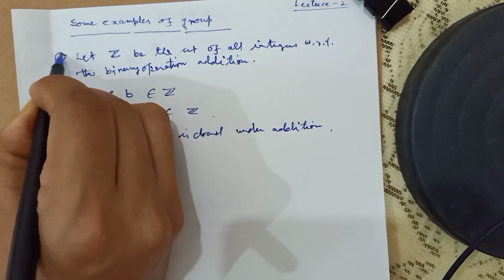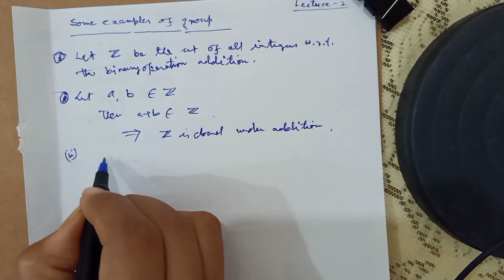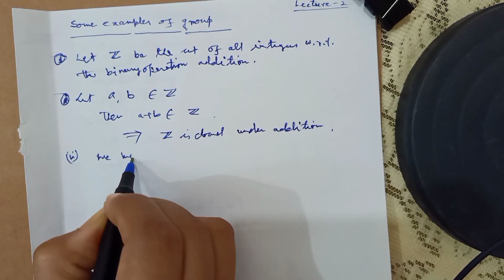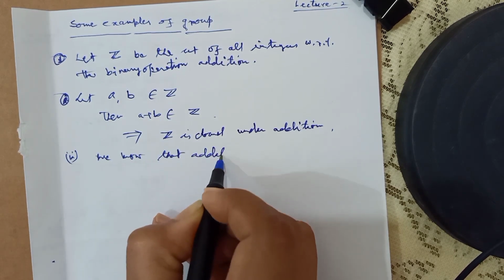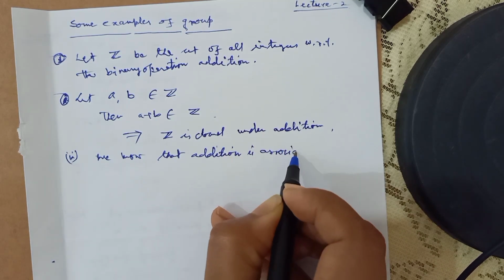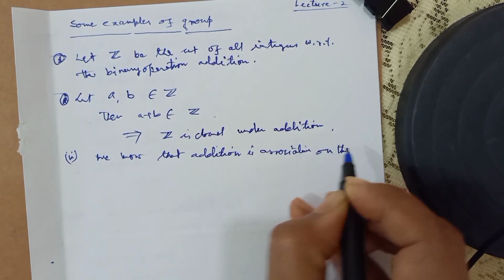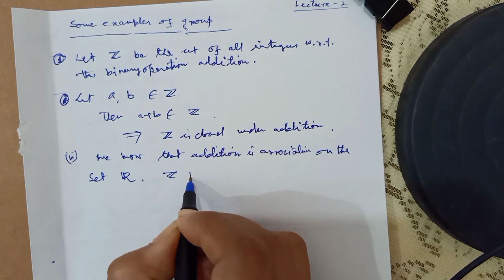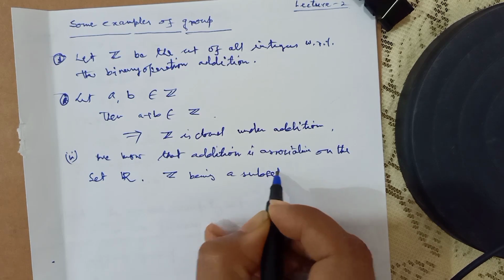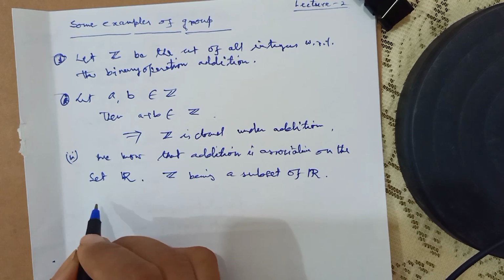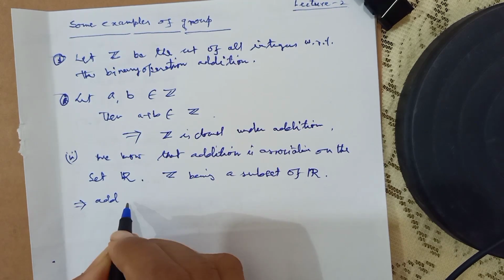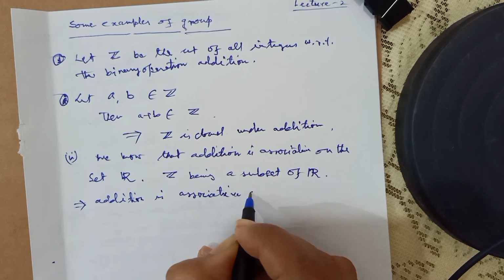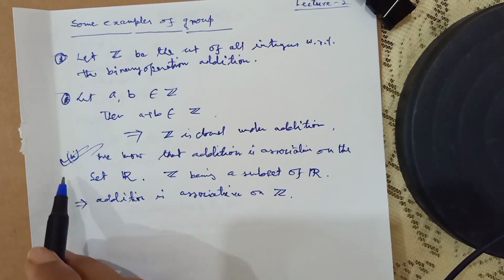And this is the first property of group. Now the second thing is, addition is associative on the set R. We know that addition is associative on the set R, that is the set of all real numbers, and Z being a subset of R, this implies addition is associative on Z, and this is the second property of group.